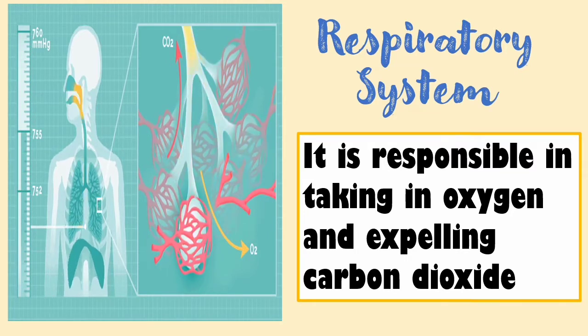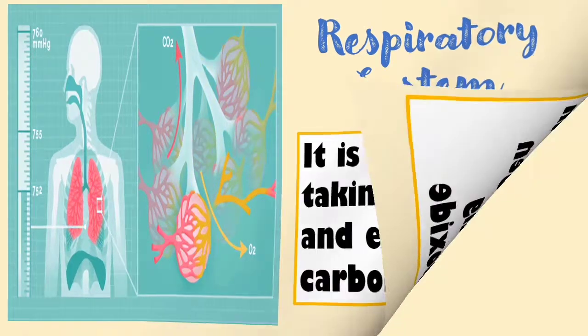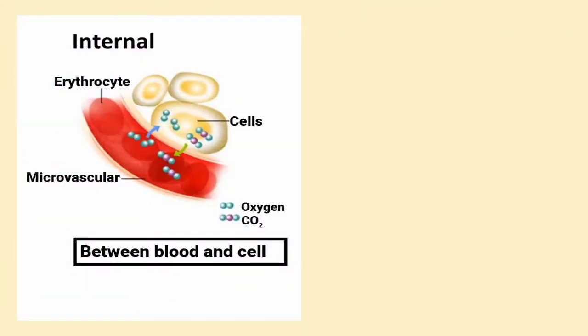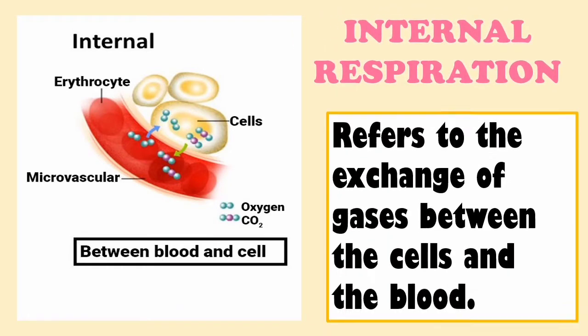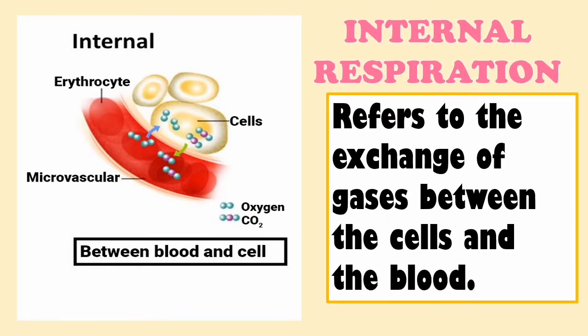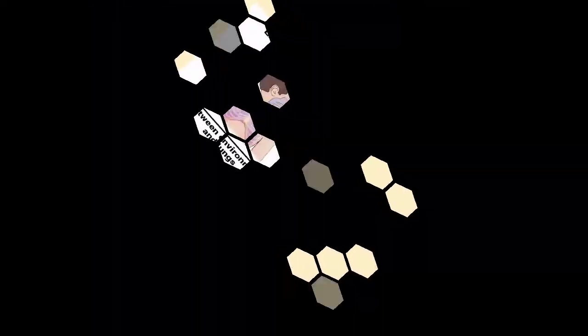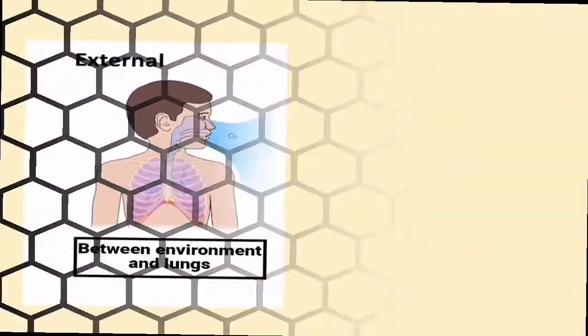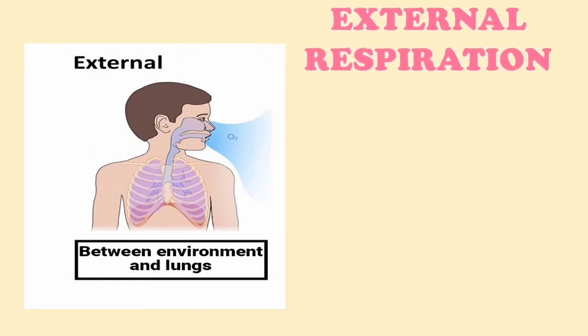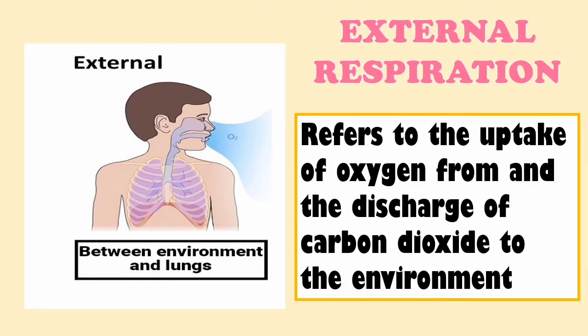There are two types of respiration: internal and external respiration. The internal respiration refers to the exchange of gases between the cells and the blood, while the external respiration refers to the uptake of oxygen from and the discharge of carbon dioxide to the environment.